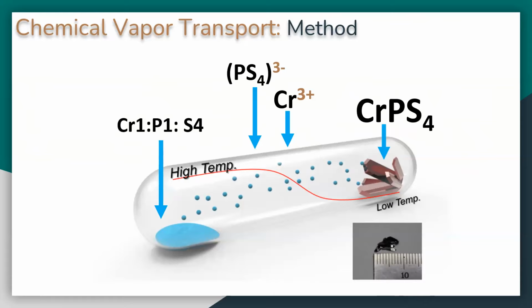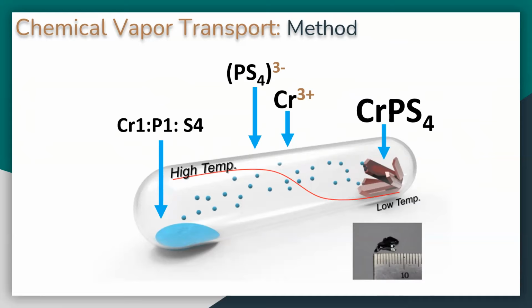The powder sample is first readied as a ratio of 1:1:4 for chromium, phosphorus, and sulfur respectively. The atomic ratio is then annealed around 700 degrees Celsius. The ampule is made of quartz, and the process happens at a pressure below 3.5 times 10 to the negative 5 torr. The starting temperature is 750 degrees, and the gradient ends at 710 degrees.